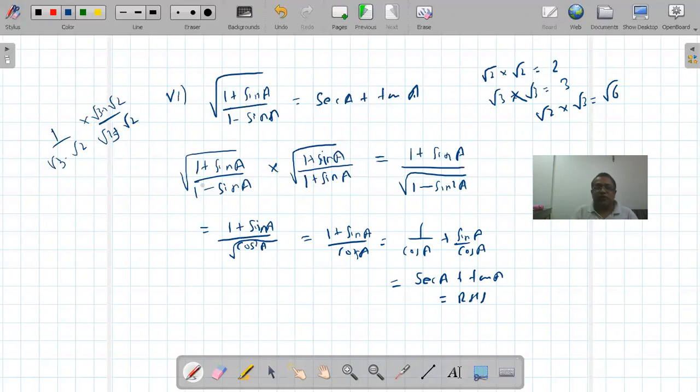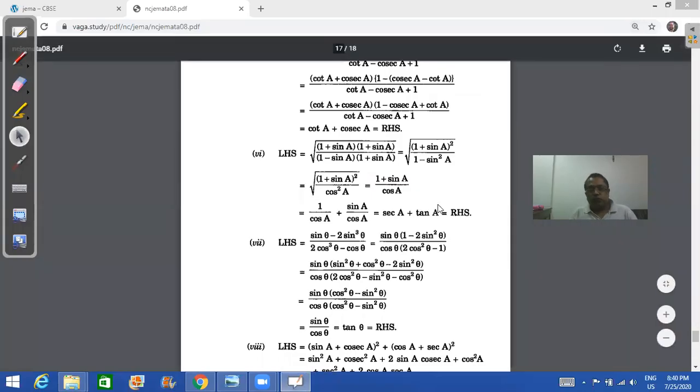So hope it is clear. The sixth part was based on a process which you did in class 9, that is the process of rationalization as explained, and then you get the RHS. Okay, so we move on to the next one now, the seventh part. The seventh part is pretty simple.